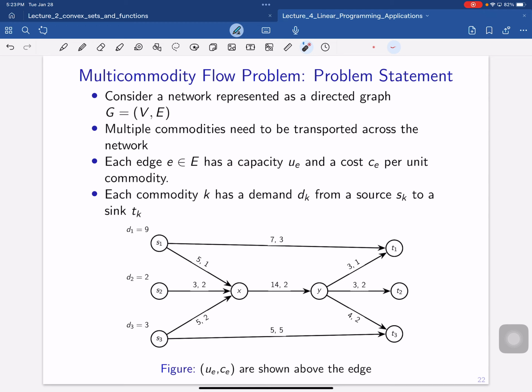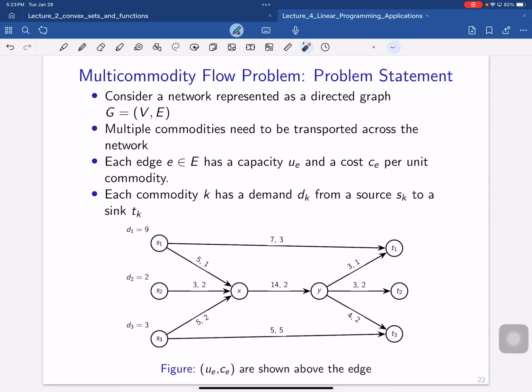And you have multiple commodities that need to be transported across this network. Here we have a set of nodes we call S1, S2, and S3. Those are called source nodes. For example, you have some product you want to ship to your destination. Let's say here you have 9, 2, and 3 different quantities of products, and you want those products to flow using this network such that you deliver them to these 3 different destinations. It's like a network flow type of problem.